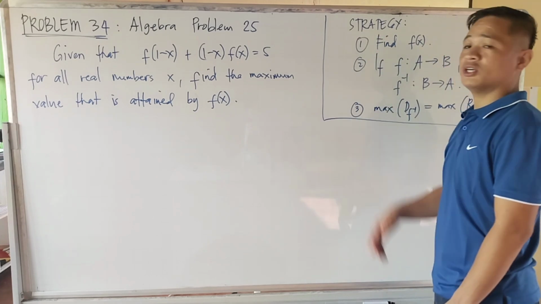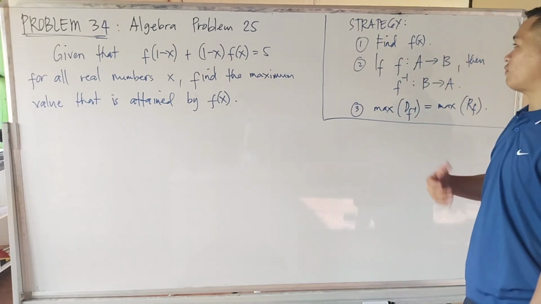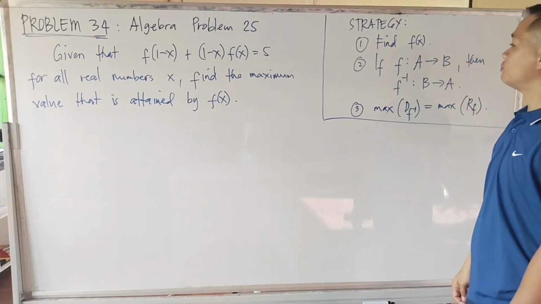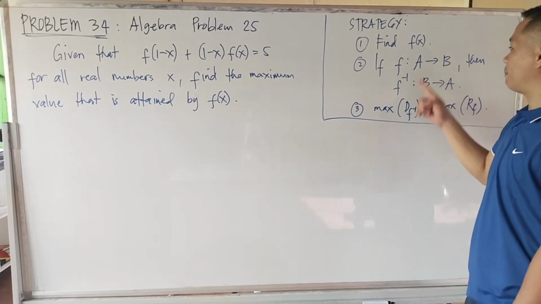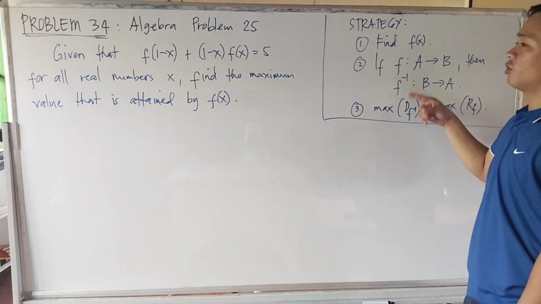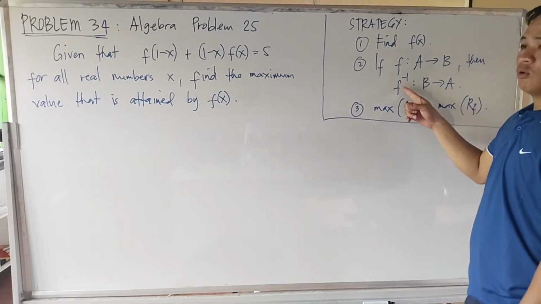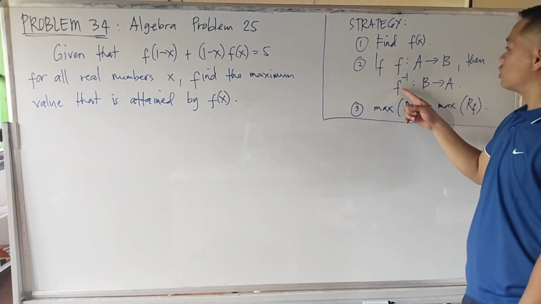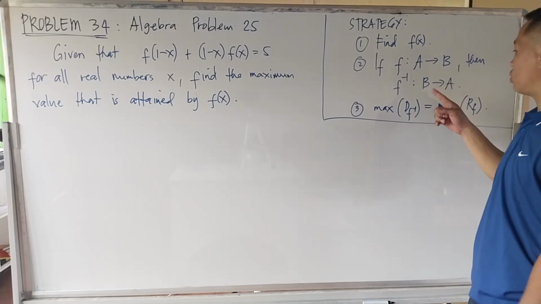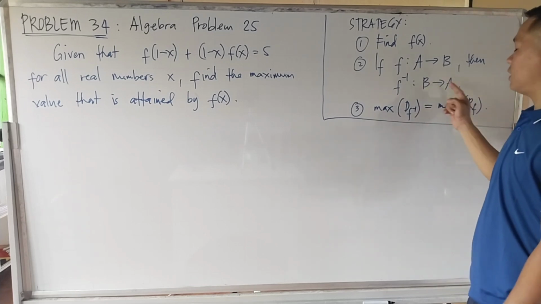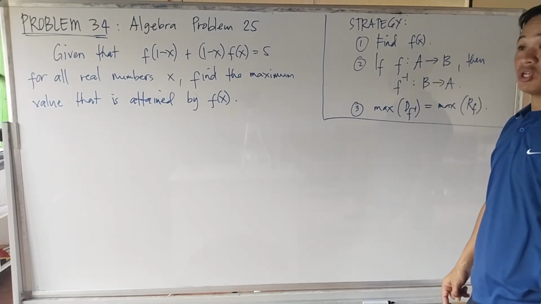To solve this problem, we are going to follow a strategy on how to attack this type of problem. First, we need to find f of x, the function f. Then, if this function f is a mapping from set A to set B, where A is our domain and B is the range, we find the inverse function of f. Take note that the inverse function is just a mapping from set B to set A, so the range and domain are just switched.